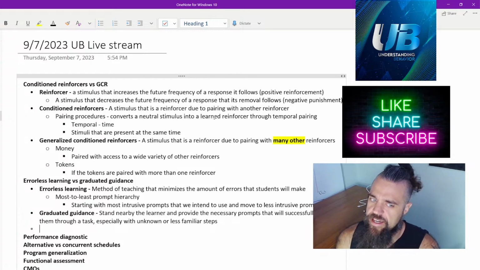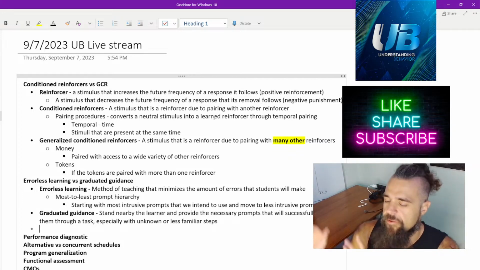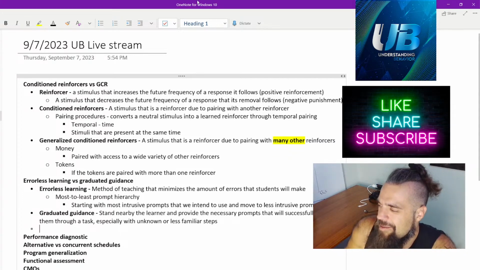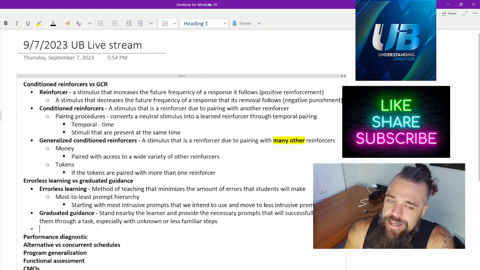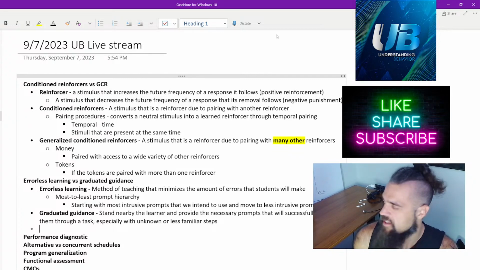So that's graduated guidance. Honestly, it's not really something that I use. I prefer promoting independence right from the start. This is kind of a strategy if you just need to get them through the task. It can be good for learning, but we're there prompting all the time. So there is a high risk of prompt dependency when you're using graduated guidance.